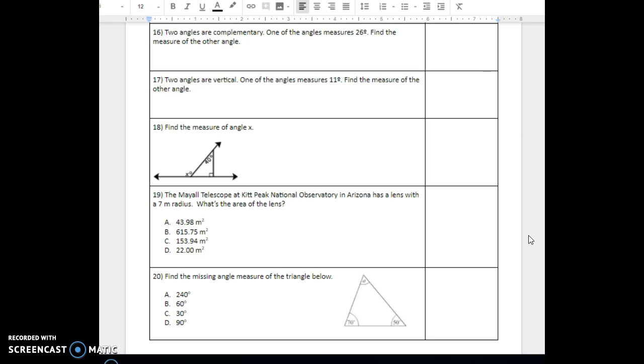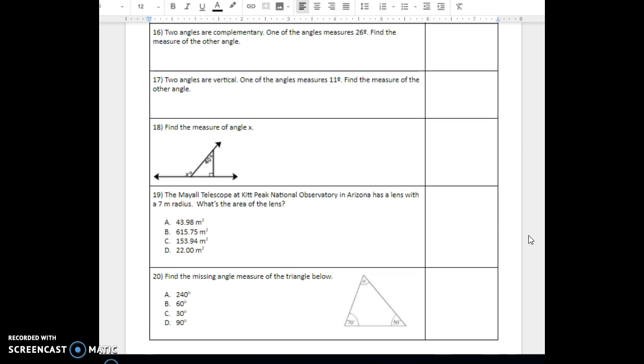Question 19. The Mayall telescope at Kitt Peak National Observatory in Arizona has a lens with a 7-meter radius. What is the area of the lens? A. 43.98 meters squared. B. 615.75 meters squared. C. 153.94 meters squared. D. 22.00 meters squared.